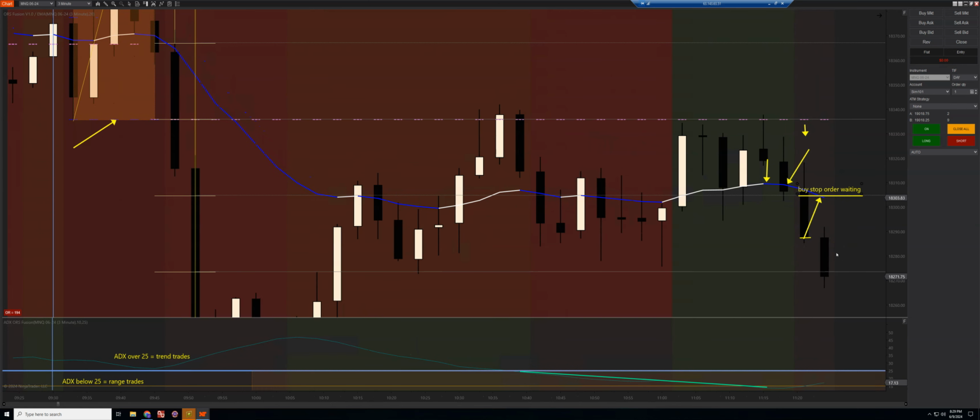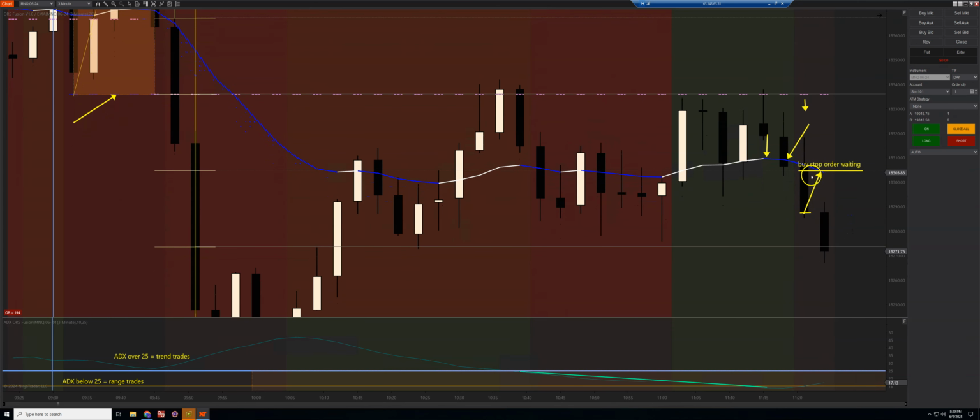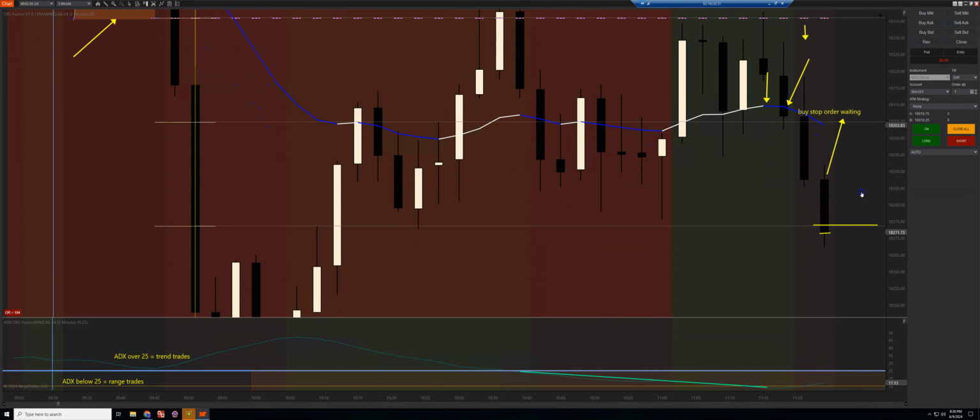Now the next candle closes and we don't pull back. So what do we do? Same thing as what we do with trend trades. We're going to follow the price down. And now this candle closes here. Zoom in a little bit. And we're going to have a buy stop order waiting right here. And we're going to look for a pullback to this standard deviation line.